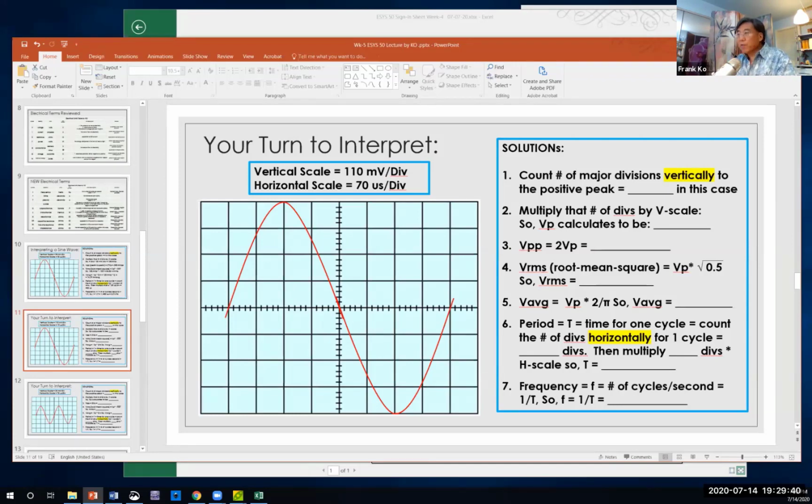Okay, Anna, could you give us item number 3? How do we calculate number 3? So I multiplied the 440 millivolt peak by 2 to get 880 millivolts peak. What does that stand for? You want to speak it as volts peak to peak. Peak to peak. Good. That's how we speak it.